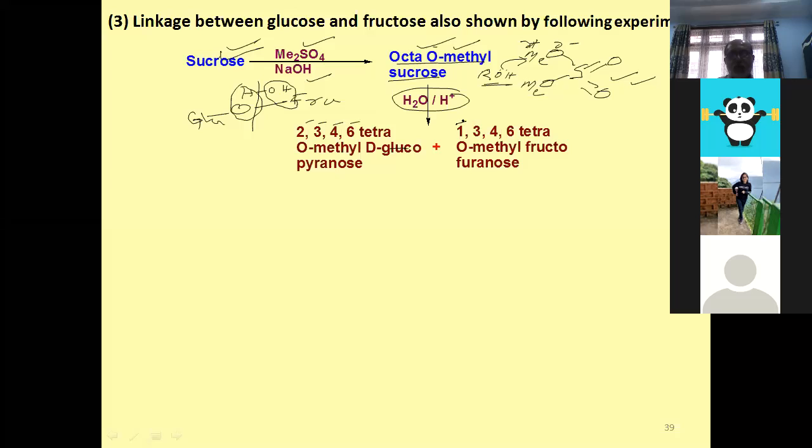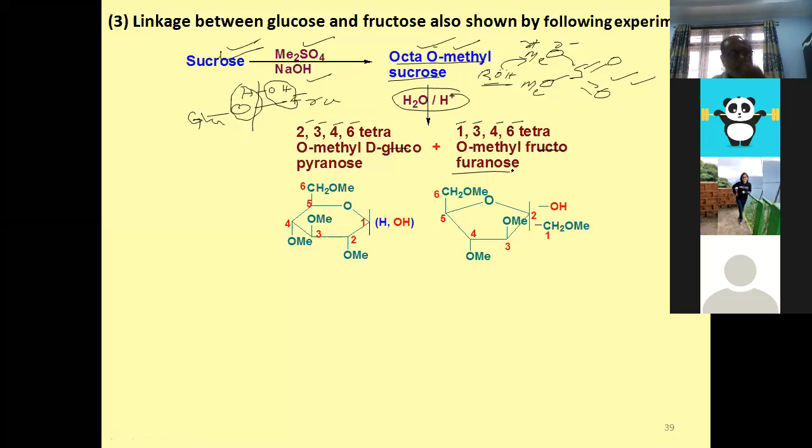And this one is 1, 3, 4, 6 tetra-O-methyl fructofuranose. It is found to be a 5-membered ring. So let us see the structure. Now, the structure of this one is this. Just see.